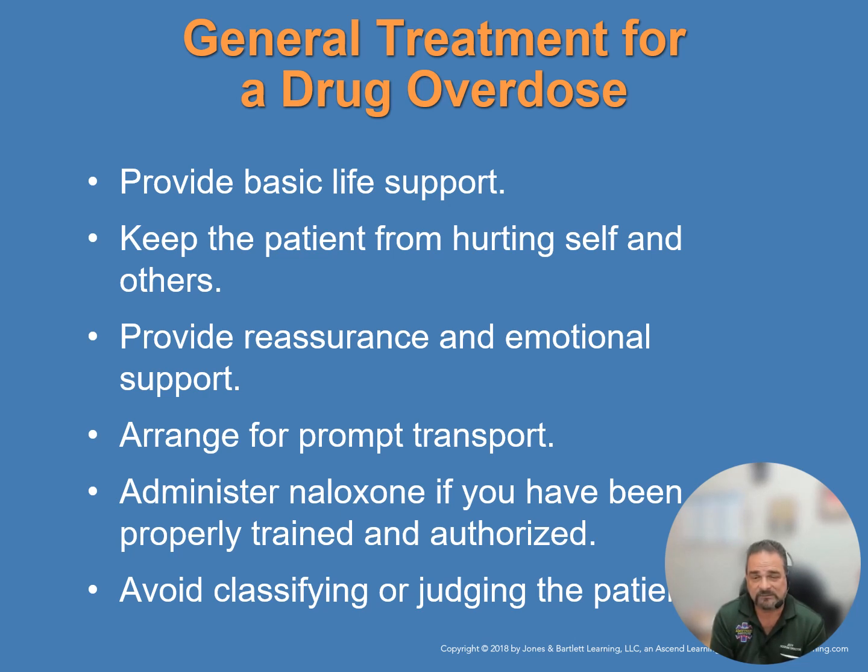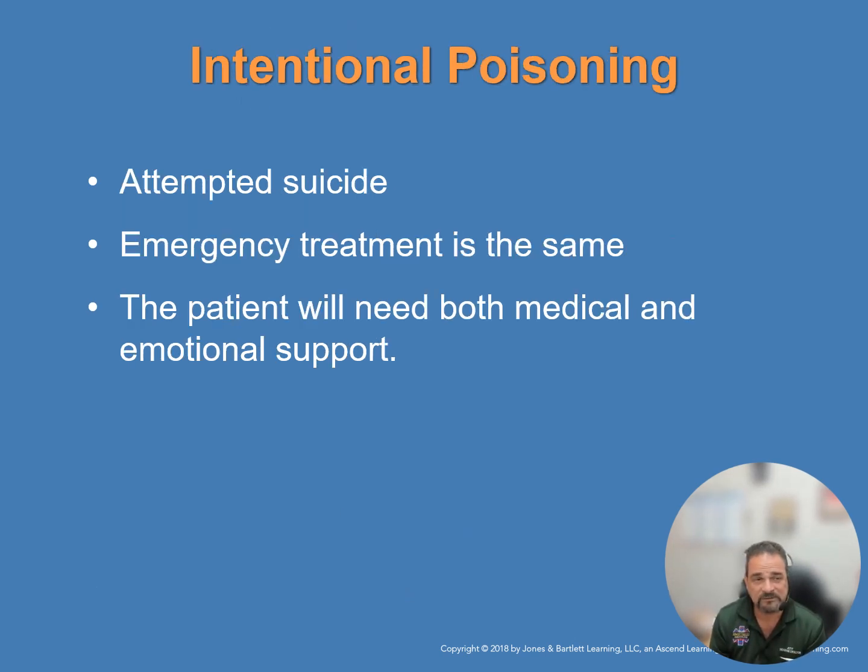They need help, and most of the times when we get involved in it, many of these patients are asking for help. Administer naloxone or Narcan if you've been trained to do so and you're authorized and you have it, and then avoid classifying these people as anything. Be non-judgmental and be patient with the patient. Intentional poisonings, such as attempted suicide, emergency treatment is the same, and the patient's going to need both medical and emotional support.